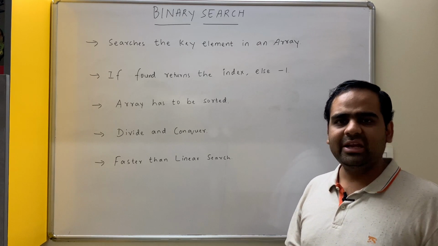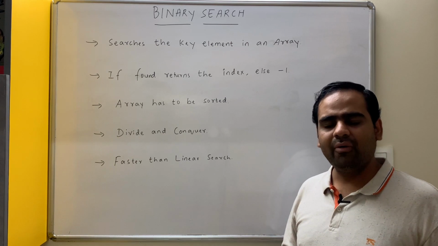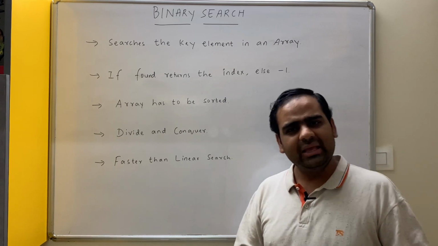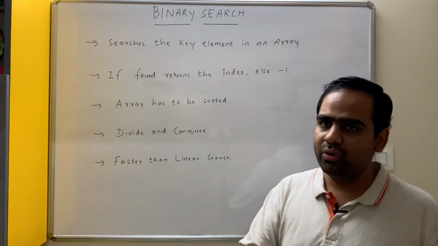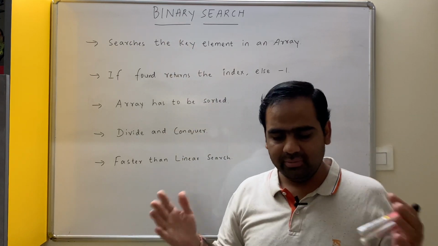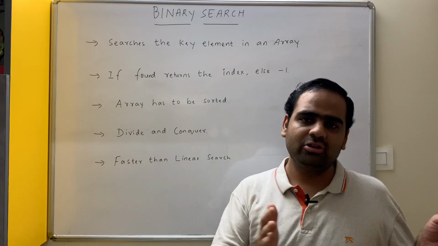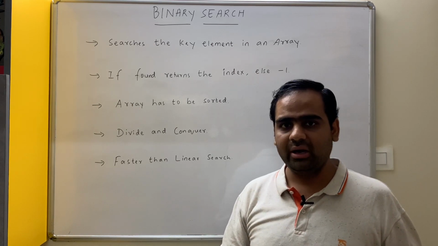And this is based on divide and conquer. Now what do I mean by divide and conquer? Given an array, you divide into two equal parts. Now why two equal parts? Because it is binary. Binary means two equal parts. You will search on the left subarray or you will search on the right subarray.